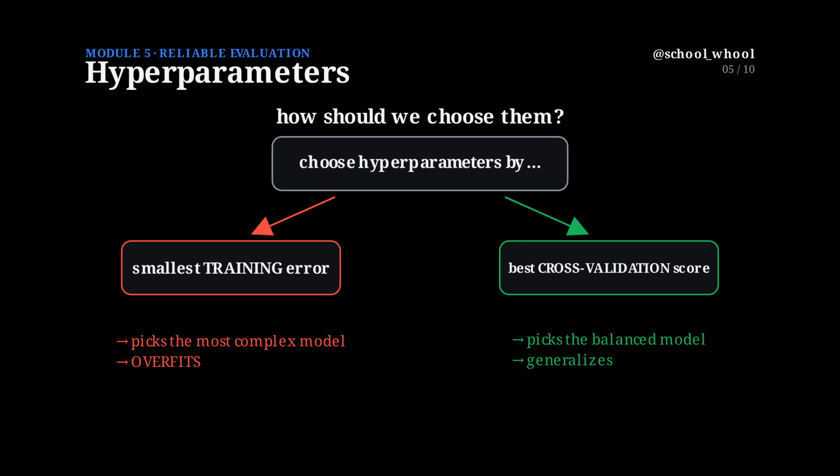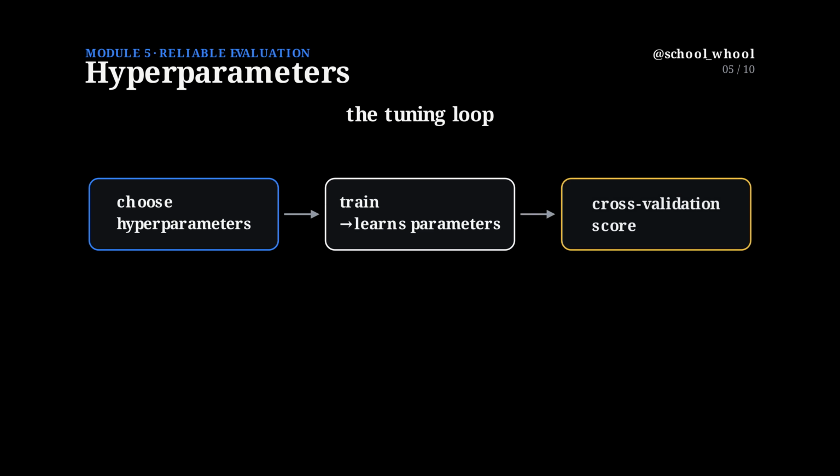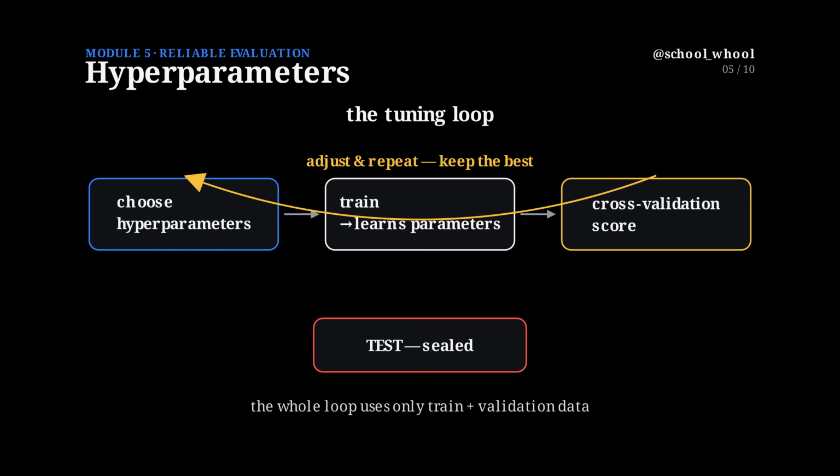Here's the whole loop. Choose a set of hyperparameters. Train the model. It learns its parameters. Score it with cross-validation. Then adjust the hyperparameters and go around again, keeping whichever setting scored best. And notice, once more, this entire loop runs on training and validation data. The test set stays sealed.